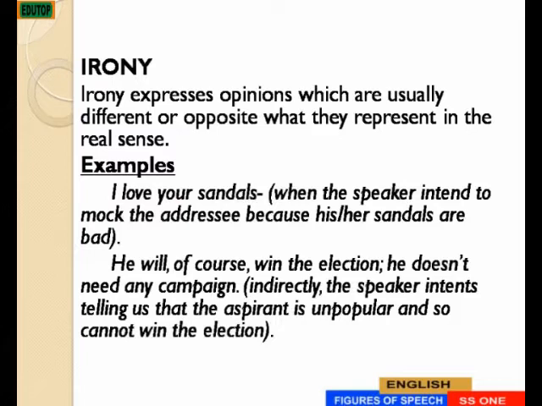He will, of course, win the election. He does not need any campaign. When you say that, you are trying to mock the person, that the person would not win the election.